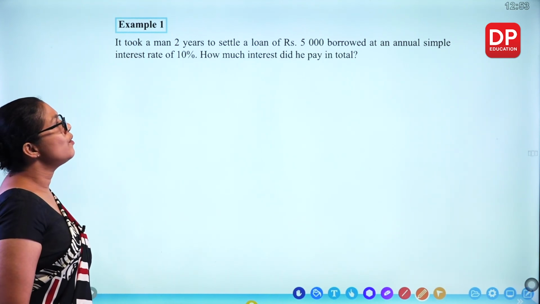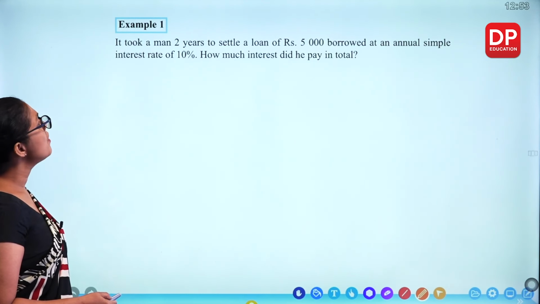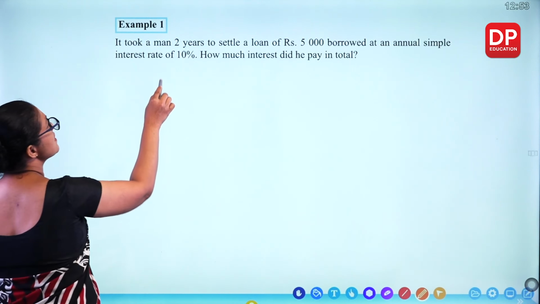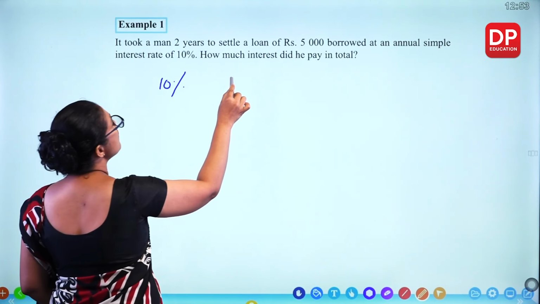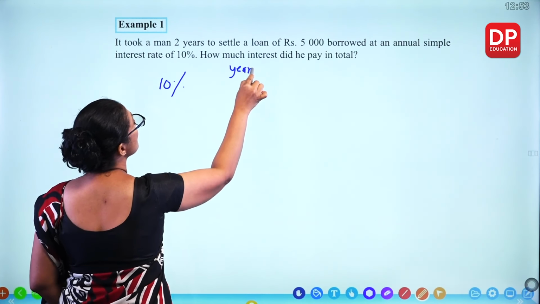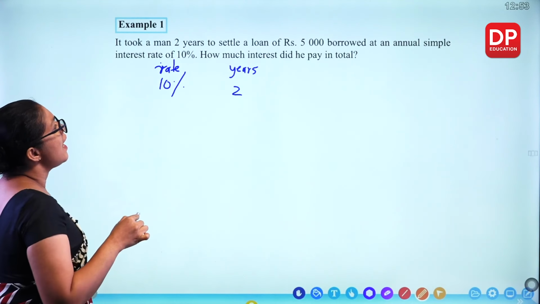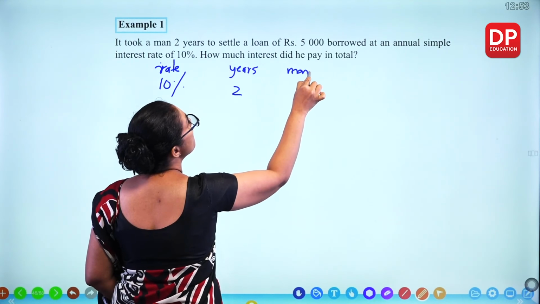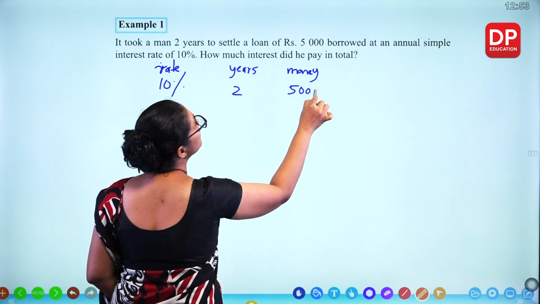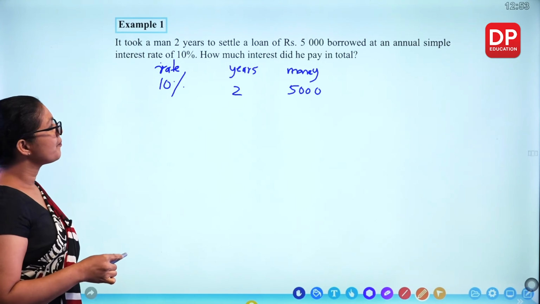Example number 1. It took a man 2 years to settle a loan worth 5,000 rupees, borrowed at an annual simple interest rate of 10%. So the simple interest rate is given as 10%, and the number of years is 2 years. This is the annual rate, and the borrowed money is 5,000. How much interest did he pay in total?